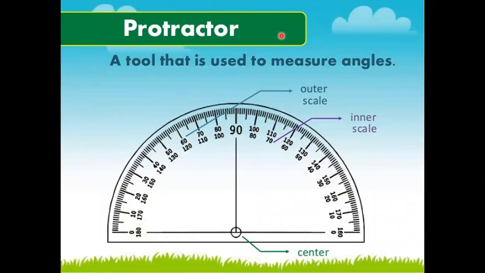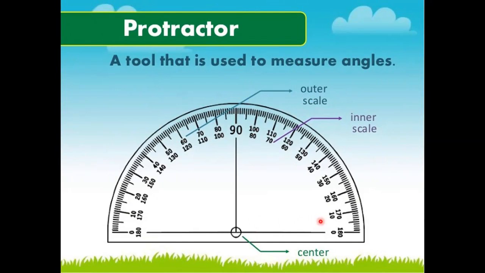First of all, you can see here, I will tell you about the protractor. You can see the protractor on your screen, a tool that is used to measure angles. There are three main things about the protractor. The first one, I will start from the center. You can see the small circle here. This small circle is known as the center. This is the center point of the protractor.